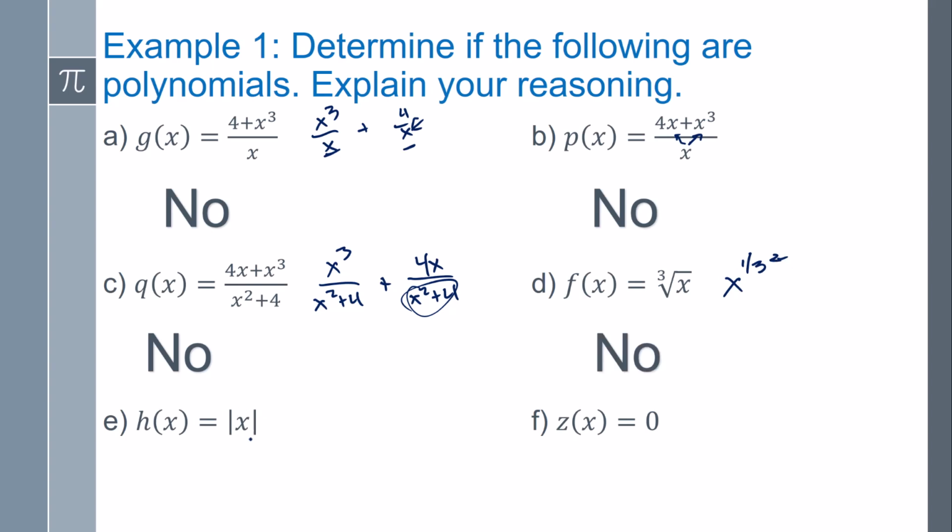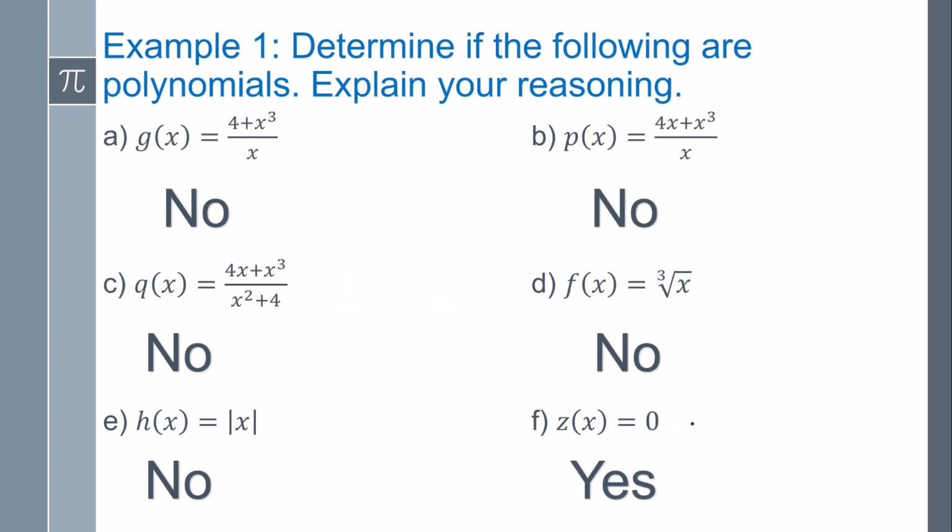And in that definition, did we mention anything about absolute values being in there? No. So it's also not a polynomial. And then the last is this constant. Are constants polynomial? Yes, we said that it's one of the family of polynomials.